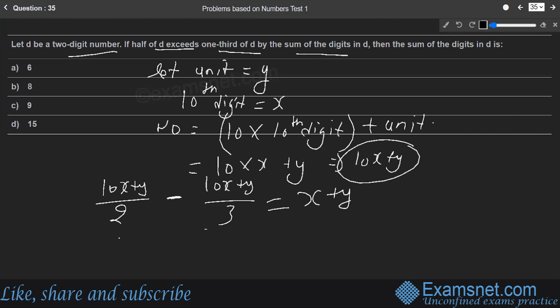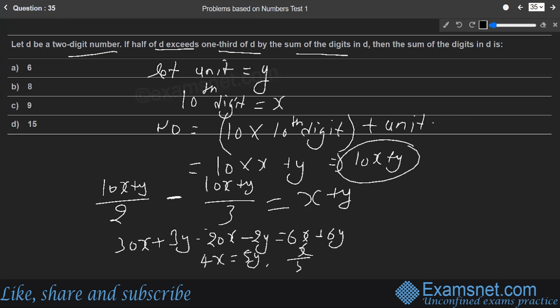So this can be solved as 30x plus 3y minus 20x minus 2y is equal to 6x plus 6y. If we solve this further, 4x is equal to 5y, which gives us the x by y value as 4 by 5. So we have got a ratio between the unit digit and the ten's digit, but we have not got the number. But we are given options, so we can try something and then make the number out of it. Okay, he's asking for the sum of digits.